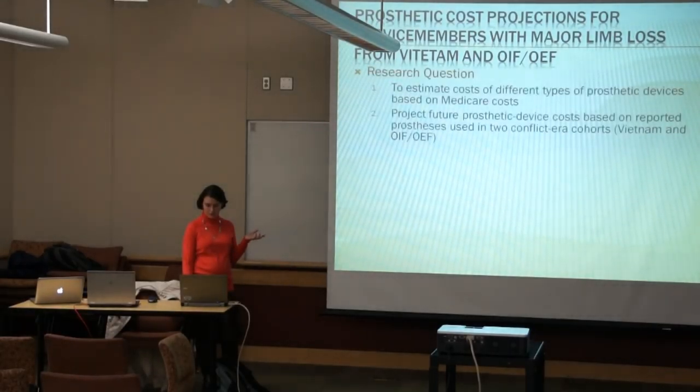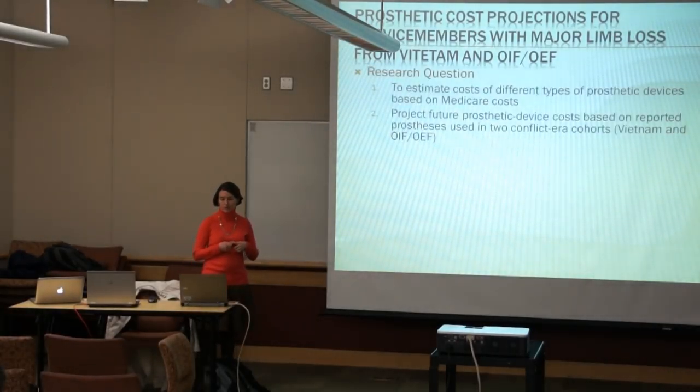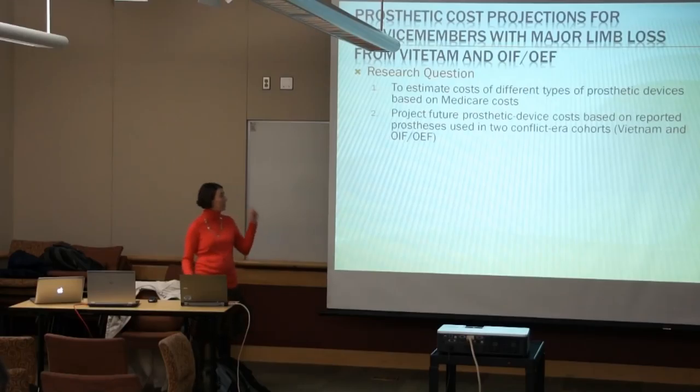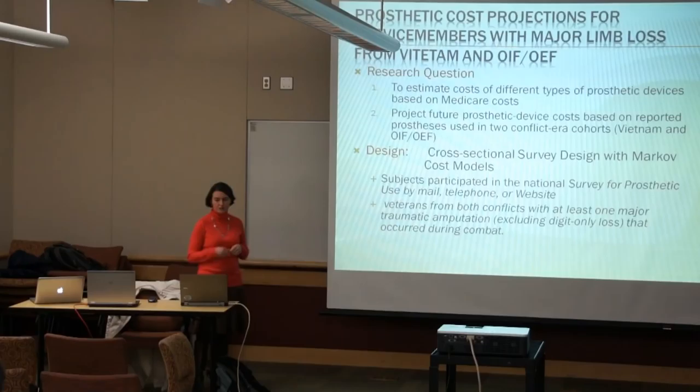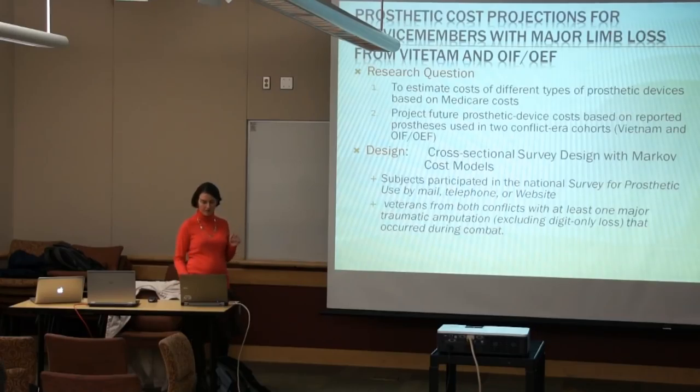So here's the title. They had two research questions in this article. One was to estimate costs of different types of prosthetic devices based on Medicare costs, and then to project the future prosthetic device costs using these two cohorts, the Vietnam and the OIF-OEF. Their design was a combined design. They did a cross-sectional survey design, and then they also did Markov cost models. Who here is familiar with Markov cost models? Anybody? Okay, good. I'll talk just slightly about that for your statistical education.